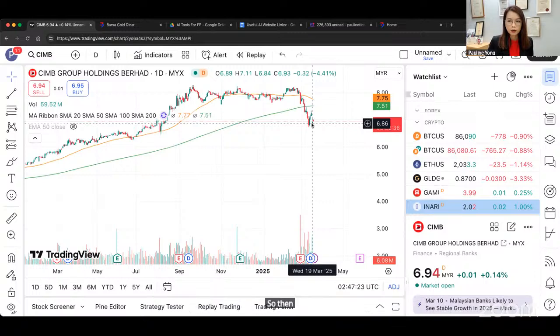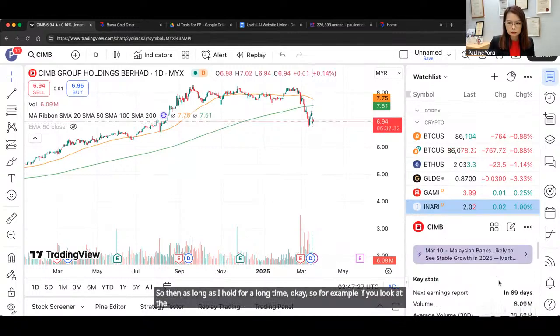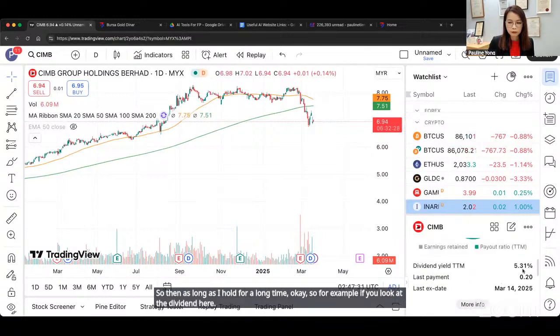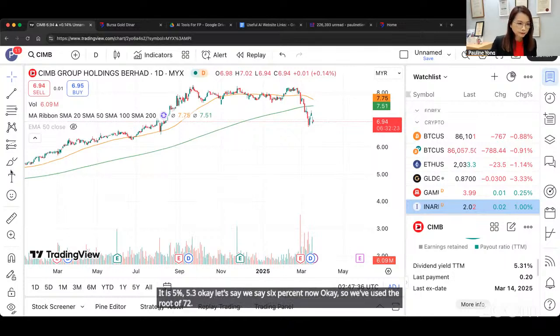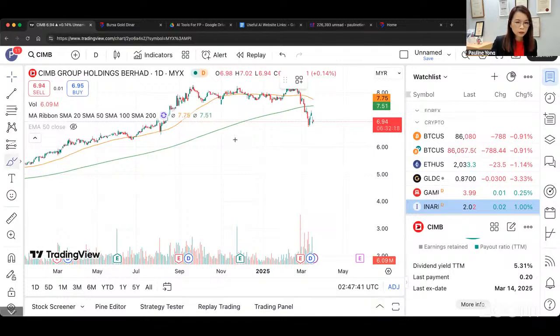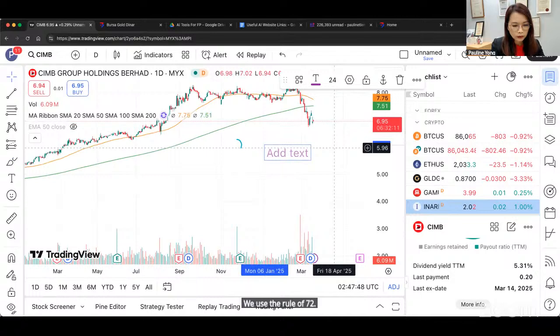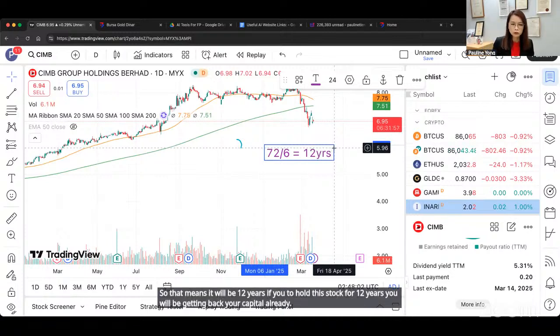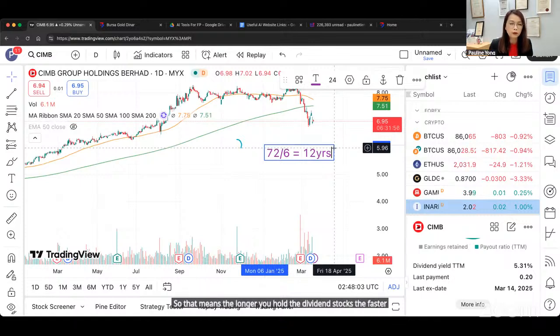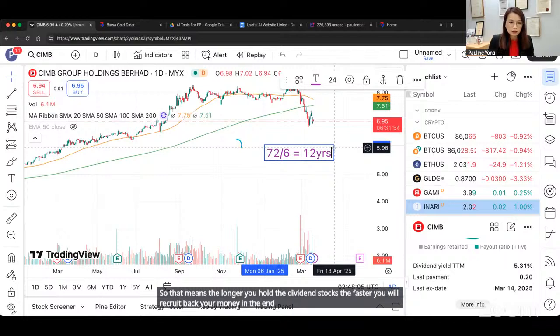So as long as I hold for a long time, for example, if you look at the dividend here, it is 5%, 5.3. Let's say we say 6% now. So we use the rule of 72. 72 divided by 6%, what do we get? 12. So that means it will be 12 years. If you hold this stock for 12 years, you will be getting back your capital already. So the longer you hold dividend stocks, the faster you will recoup your money in the end. So you won't lose money in the end. If you hold dividend stocks, you will not lose money.